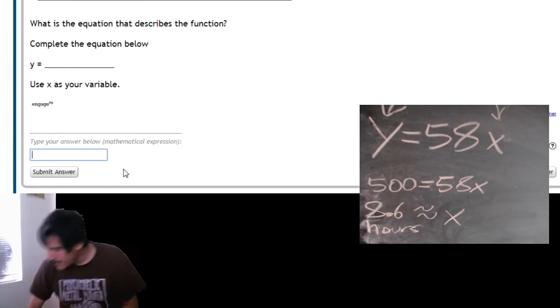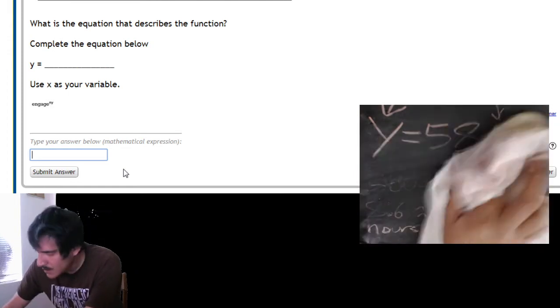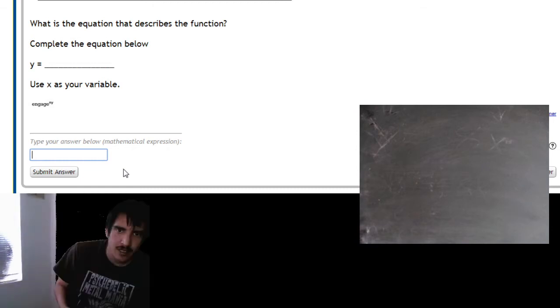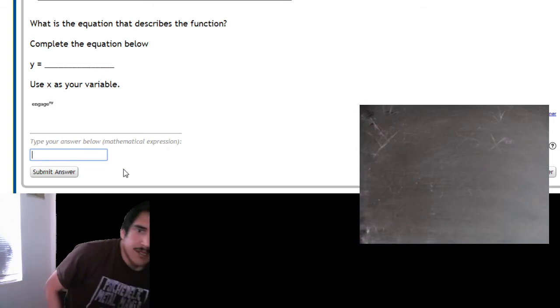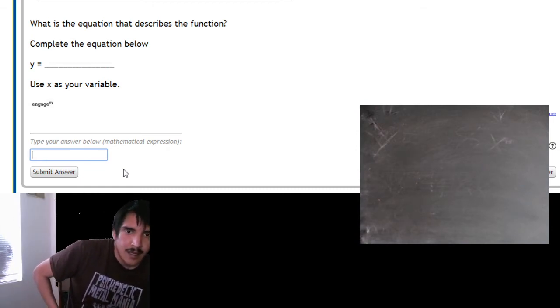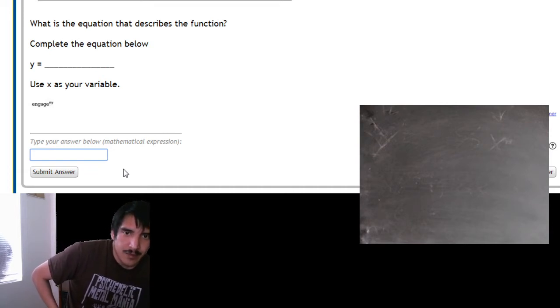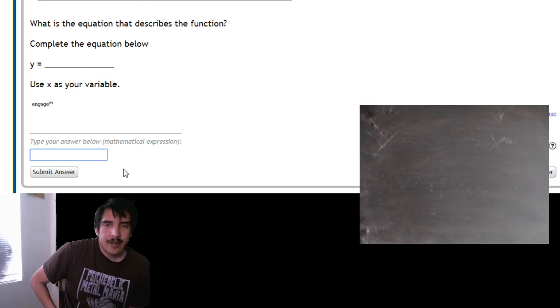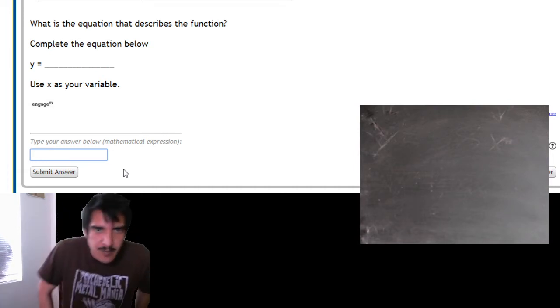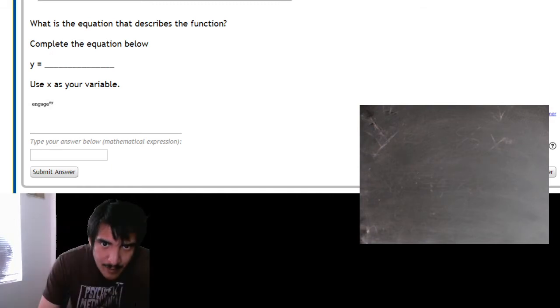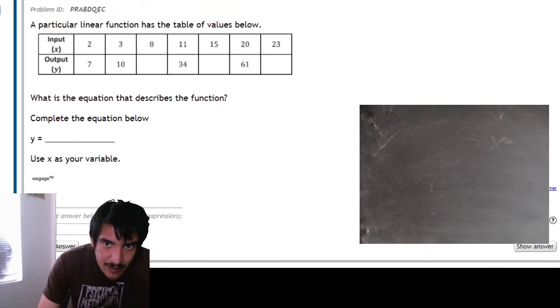I'm on problem 12 now. This is the question somebody asked me yesterday. What is the equation that describes the function? So, to me, this is actually very, I like this problem. I already know what the equation is, but check this out. Look at this table of values that I'm about to show you right here.